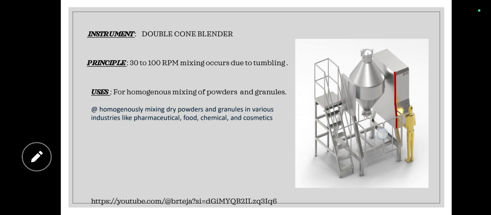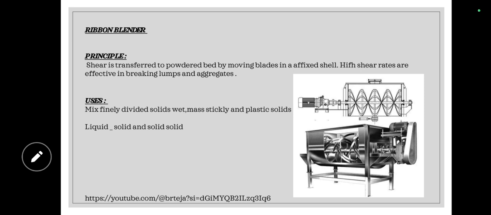See the next one, ribbon blender. Principle: shear is transferred to the powder bed by moving blades in a fixed shell. High shear rates are effective in breaking lumps and aggregates. What are the uses of ribbon blender? Mixing finely divided solids, wet mass, sticky and plastic solids, liquid to solid and solid to solid. This is called ribbon blender.